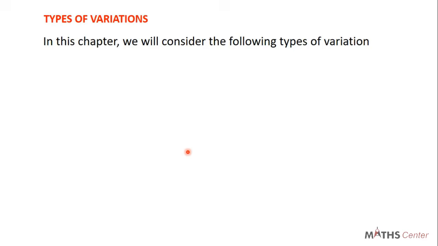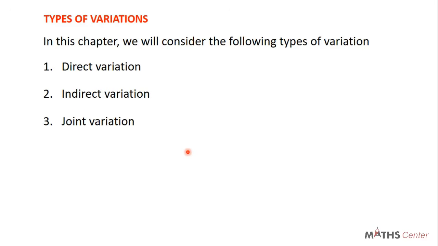There are different types of variations. In this chapter, we are going to consider 4 of them. The first one we will consider is the direct variation. The second one is the indirect variation. The third one is the joint variation. And the fourth one is the partial variation. So in this chapter, we are going to consider direct, indirect, joint, and partial variations.